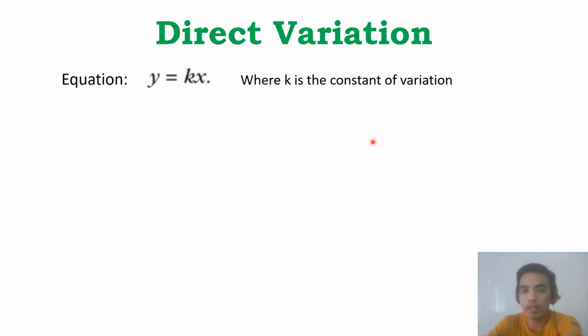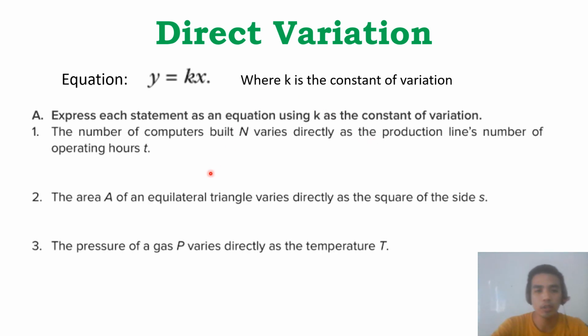Okay, so let's have this one. Let's try to answer the following. Express each statement as an equation using k as the constant of variation. So, we need to express raw yung statement. Let's have number 1. The number of computers built N varies directly as the production line's number of operating hours T. So, paano natin isusulat?